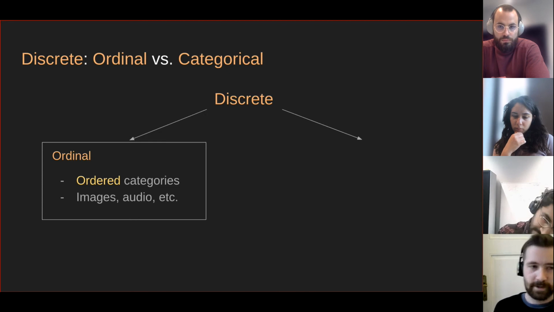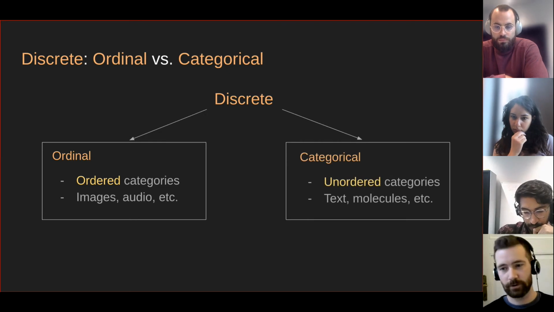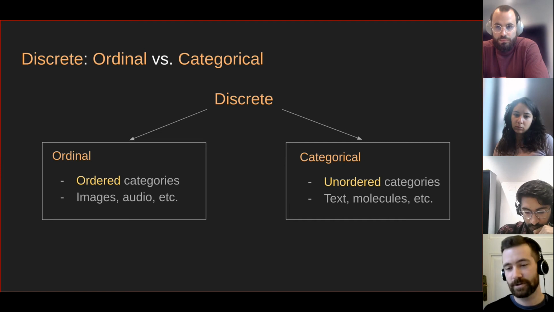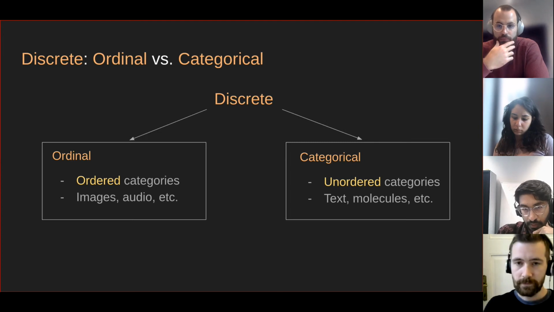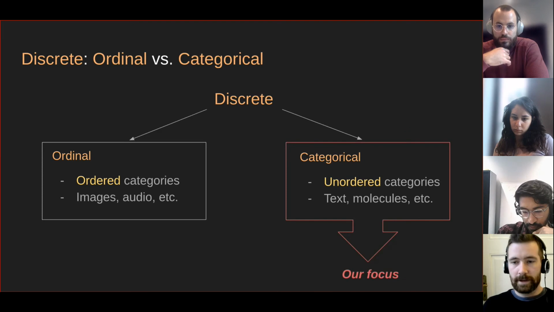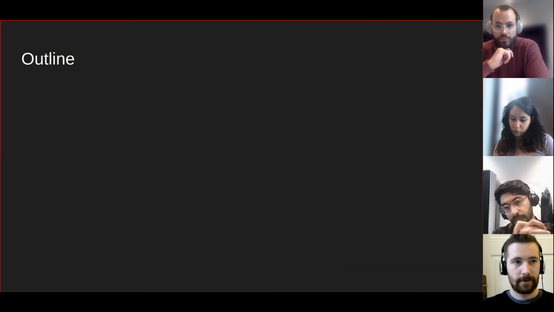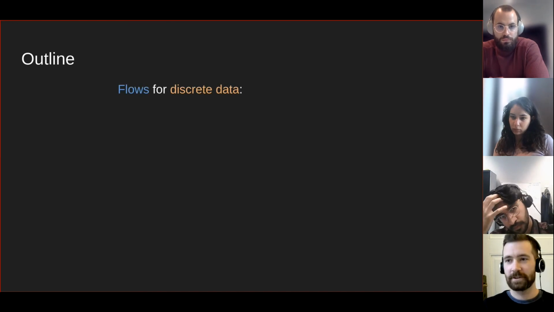That's what you have, for example, for images and audio, where the pixel intensities are typically from 0 to 255, and 0 is black and 255 is white. And similarly for audio. On the other hand, you have categorical data, and these have unordered categories, for example text or molecules. In text, you typically have characters or words, or it could be subwords, and there is no inherent ordering of these. You just randomly assign some discrete value, some integer, to them. And that's our focus in this paper. So for the outline of the talk, I will talk about these two parts.